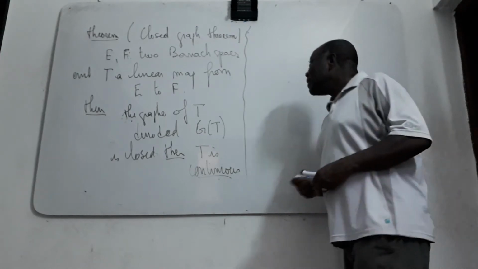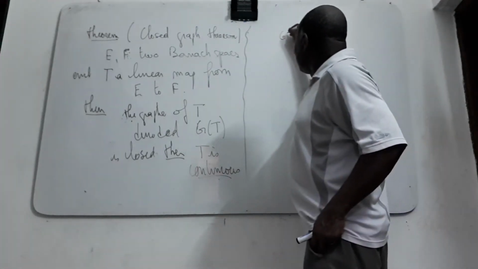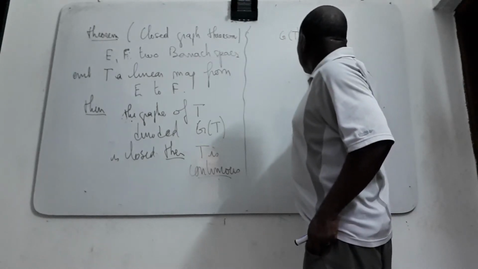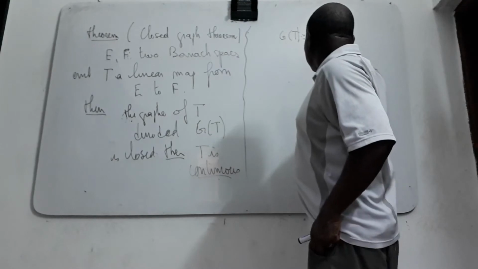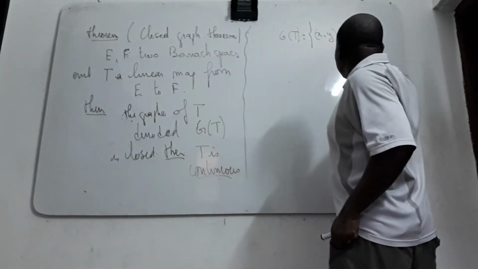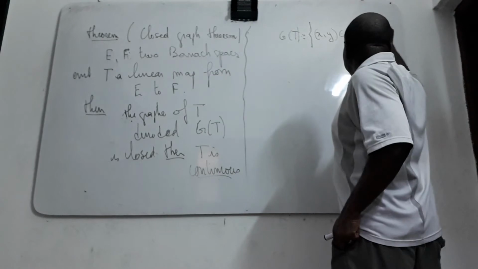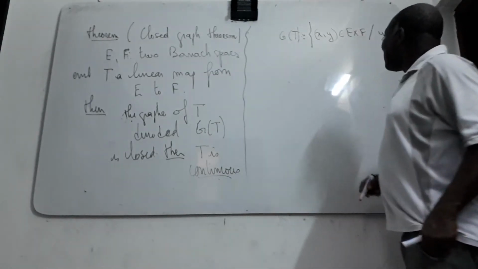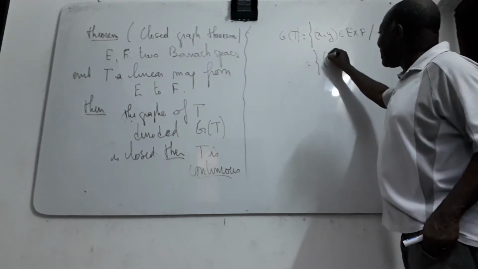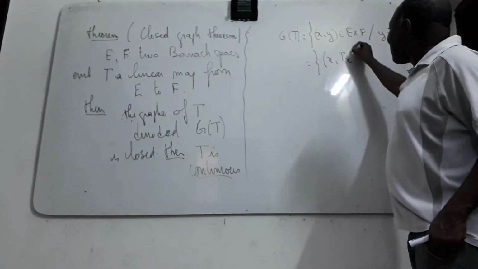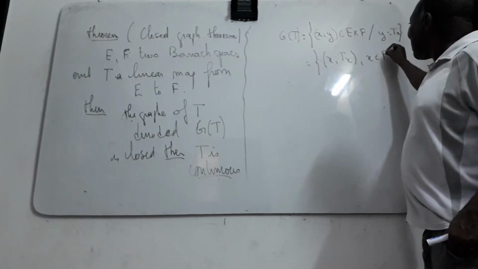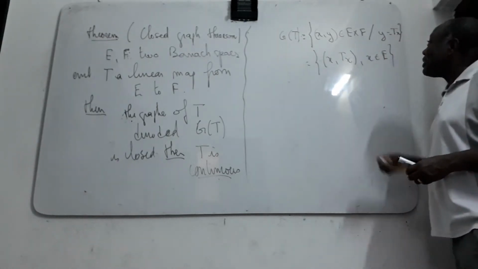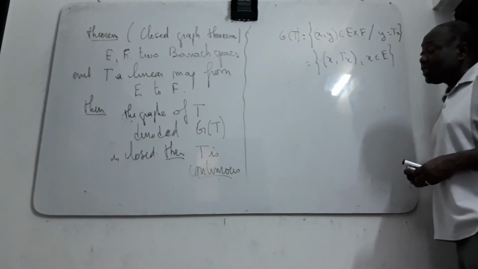I remind you that the graph of T contains the elements (x, y) of E × F such that y is Tx. That is, it contains the elements (x, Tx) for all x in E, which is the graph of T. If this one is closed, then necessarily T is continuous.